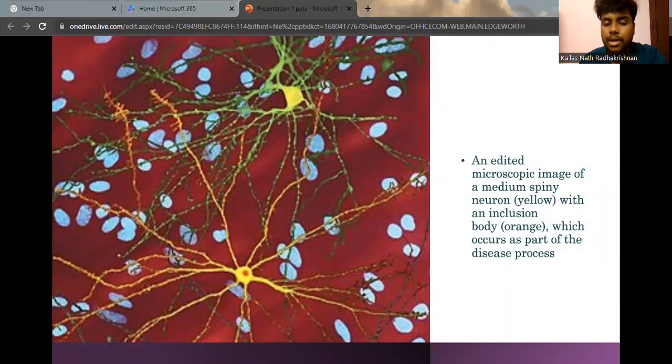So in this figure, you can see a microscopic picture of the neuron and inclusion body, which occur as part of the disease. The yellow color is the neuron, and the orange color, you can see the inclusion bodies.